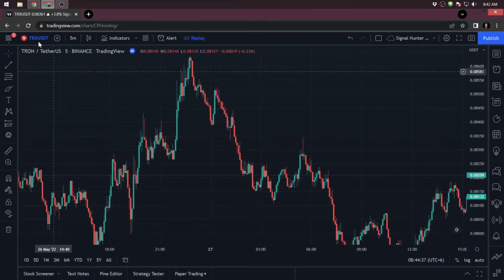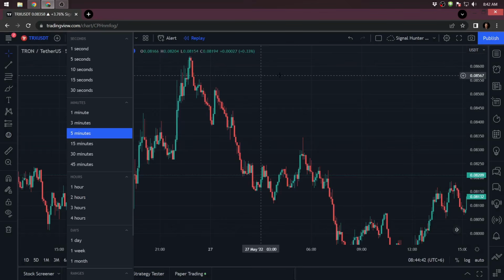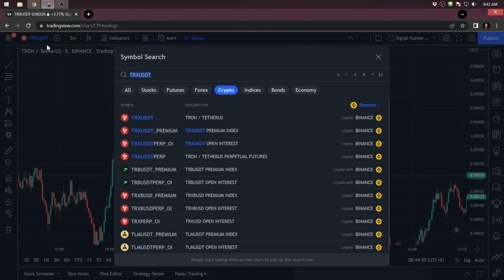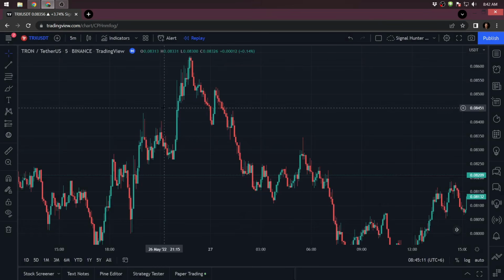So first I select TRX USDT and the 5-minute time frame, and this strategy also works very well with most time frames. And from the TradingView asset library you must select your asset and platform because it's very important. So now I want to add our indicator.